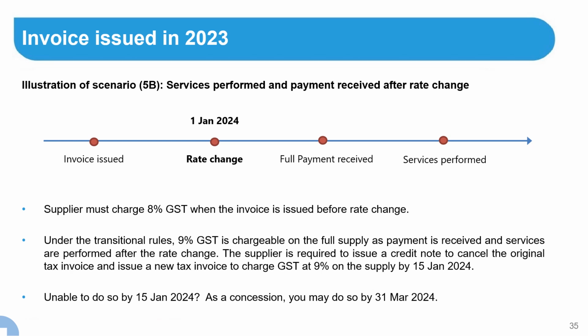As no payment was received and no services were performed before 1st January 2024, under the transitional rules, the supplier is required to issue a credit note to cancel the original tax invoice and issue a new tax invoice to charge GST at 9% by 15 January 2024. If you need more time to do the GST adjustments, as a concession, you are given up to 31st of March 2024 to do so.